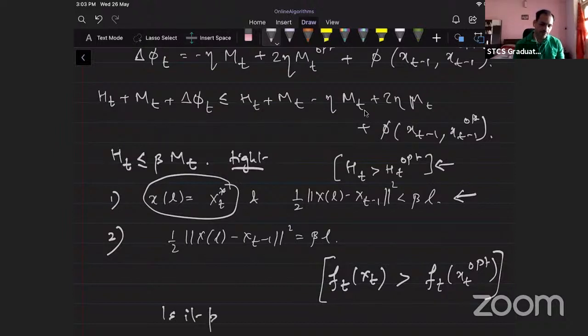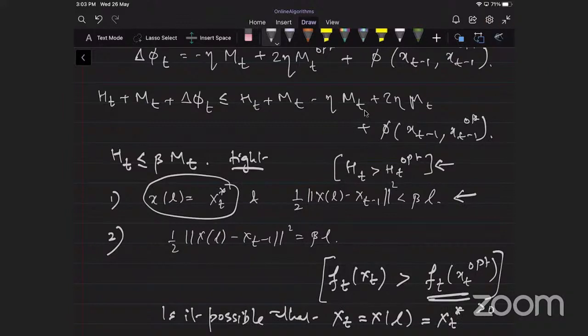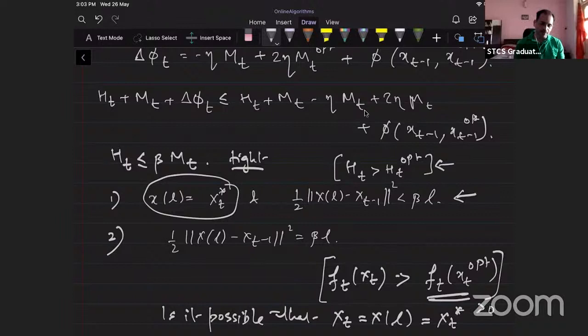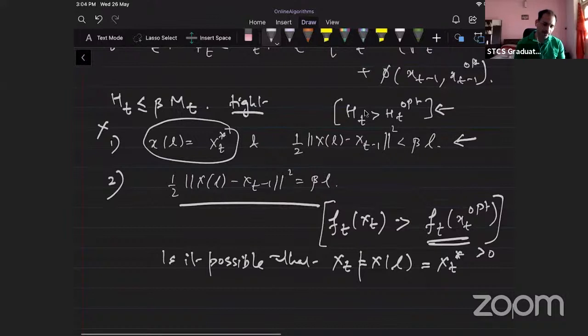So is it not possible? Is it possible that x t, which is equal to x of L, is equal to x t star, given that it is strictly larger than f t of x t opt? See, this is a positive quantity, so this is strictly greater than 0. And we know that at x t star, f t of x t star is equal to 0. So this cannot be true. So we cannot be in case number 1. So necessarily we are in case number 2, which means that h t is in fact equal to beta times m t.